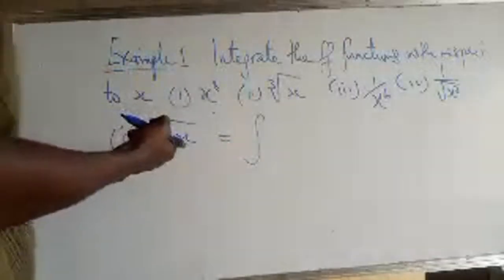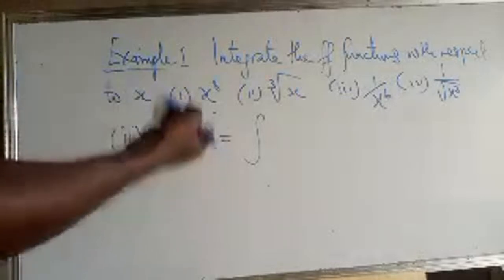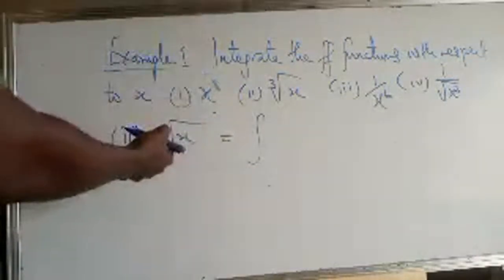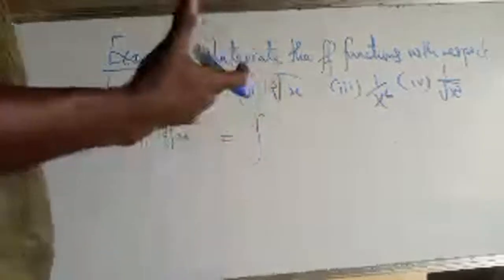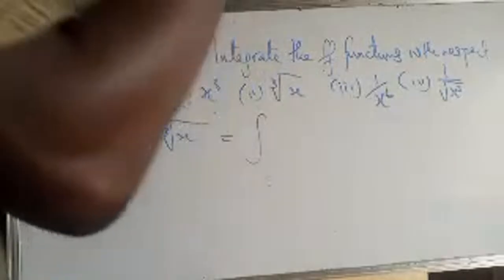As a student of mathematics, you try to rewrite this in an index form so that it will be easy. Remember, in your law of indices, the cube root is like raising to 1 over 3. So you have x raised to 1 all over 3 dx.